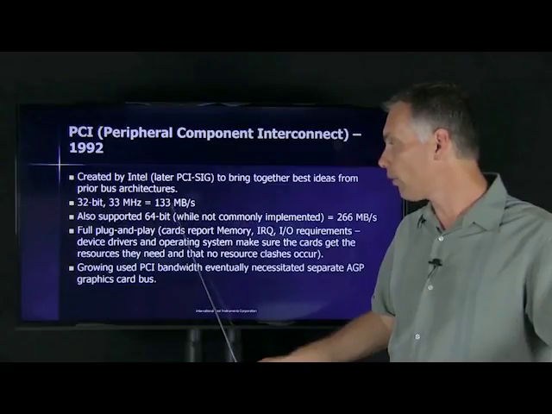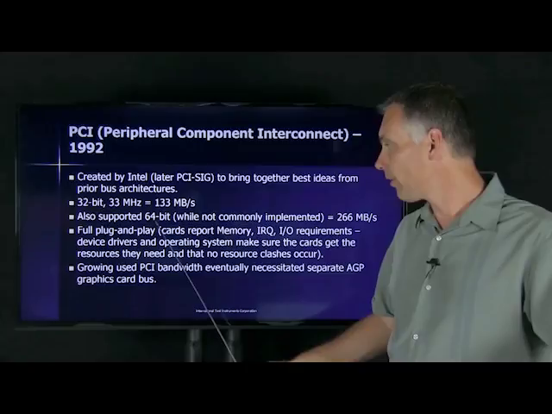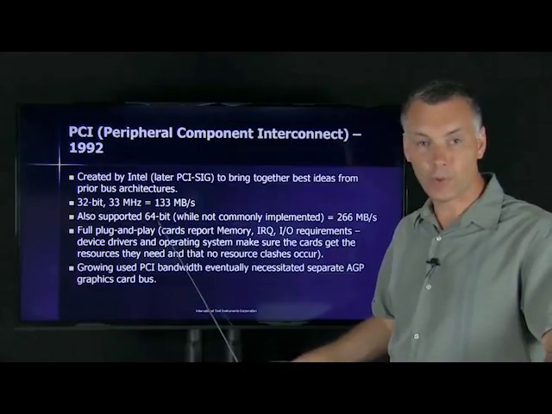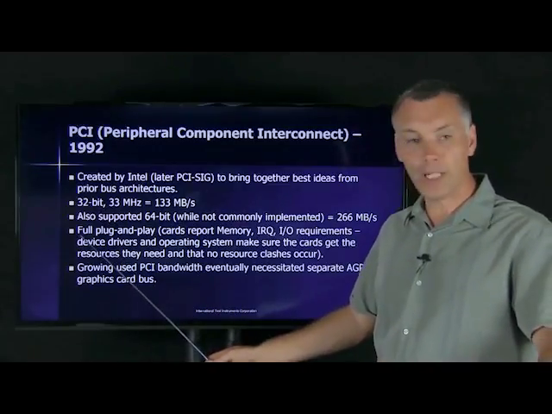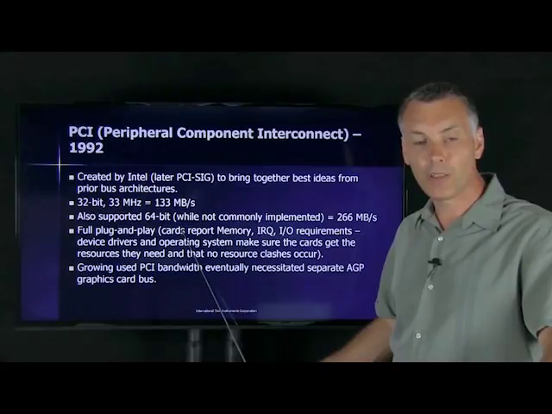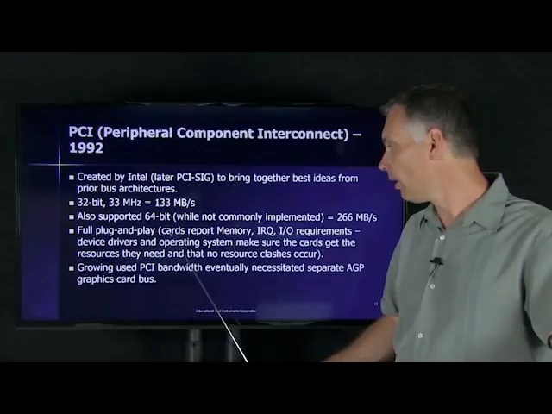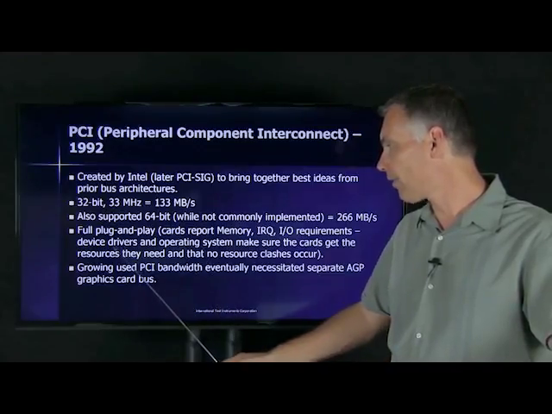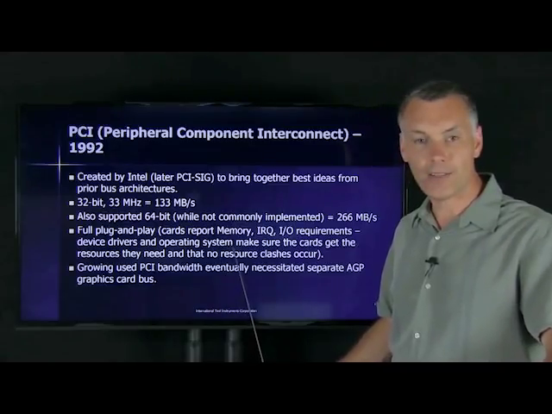The bus runs at 133 megabytes per second. 64-bit data width was supported, although not commonly implemented because of cost on the target platform. One major feature was full plug and play. And the way this works is that cards report the memory and other resource needs to the operating system. The operating system then asks the device drivers to configure the cards and to use those resources it has assigned.